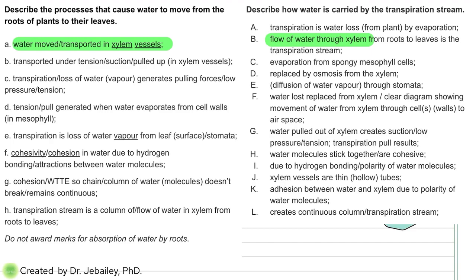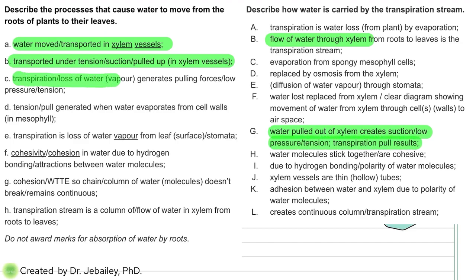Now, the next question says transported under the tension, suction, pull up. So does it say anything about transport to the suction up one? Let's see. Yes, it does. Rather, pull it out of the design through suction of low pressure tension, transpiration pulls. So it does have it both. Transpiration, loss of water, generates pulling forces of low pressure tensions, which is basically this. So they have it both there.